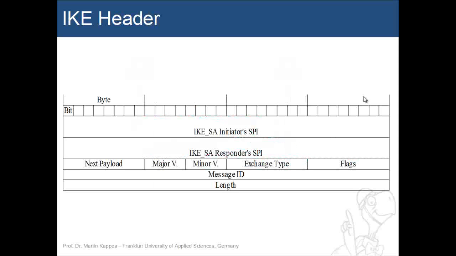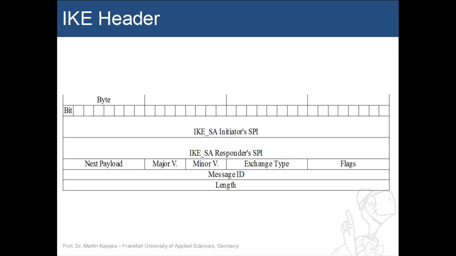This is the general header field. I don't want to go into the details of the header fields. You find all of the details specified in the RFC for the Internet Key Exchange Protocol. However, of course, there are SPIs, which are fields that uniquely identify the initiator and the responder, and these values can basically be randomly chosen, but then they are later used to uniquely identify the stations which communicate with each other.